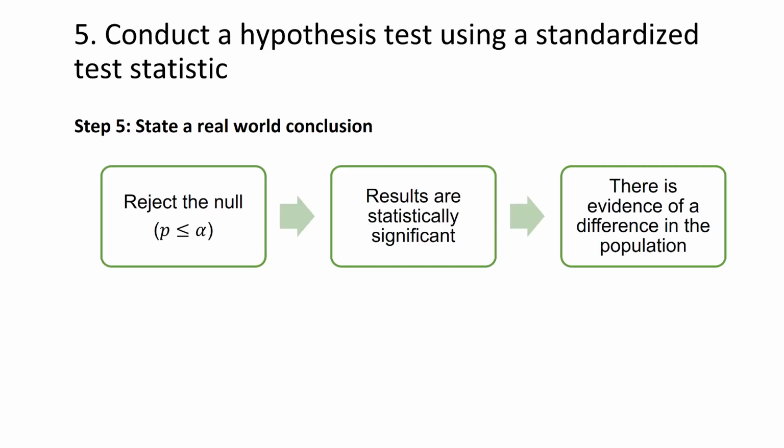If you rejected the null hypothesis, then the results are statistically significant and there is evidence of a difference in the population. You would go back to the research question or hypotheses to determine if that difference is right-tailed, left-tailed, or two-tailed. In other words, if there's evidence that the parameter is greater than a given value, less than a given value, or different from a given value.